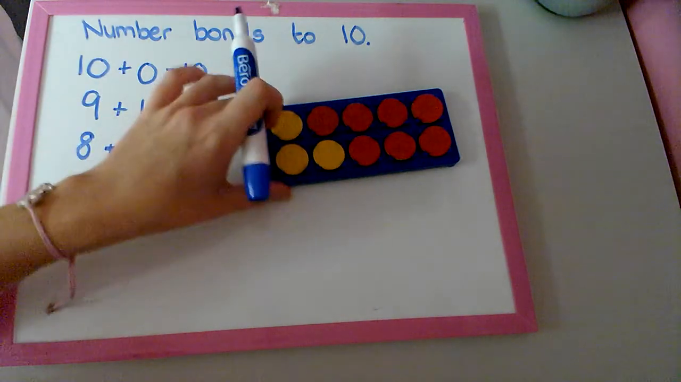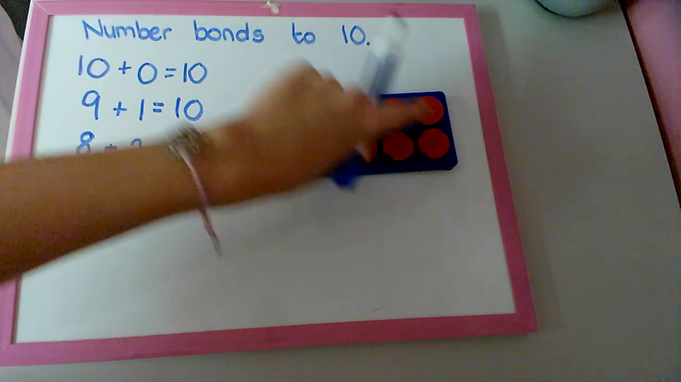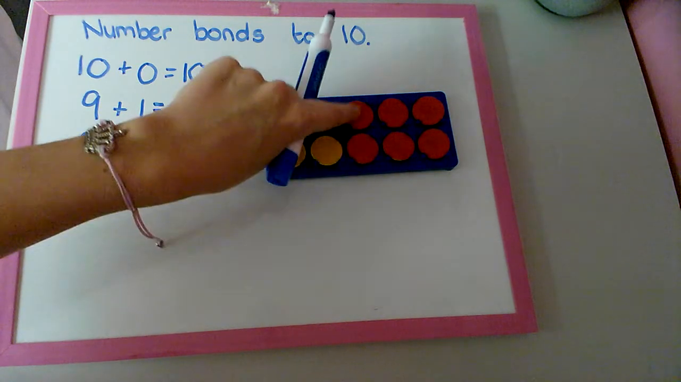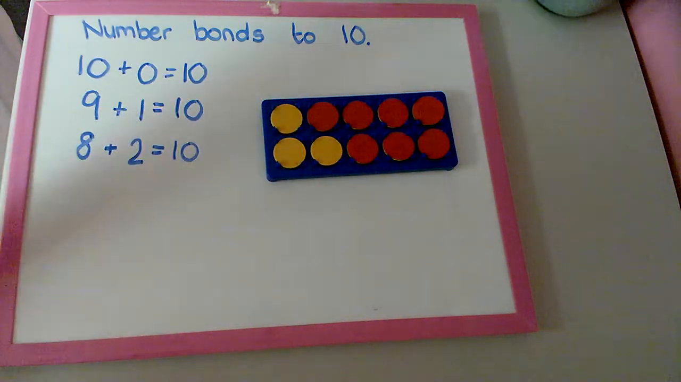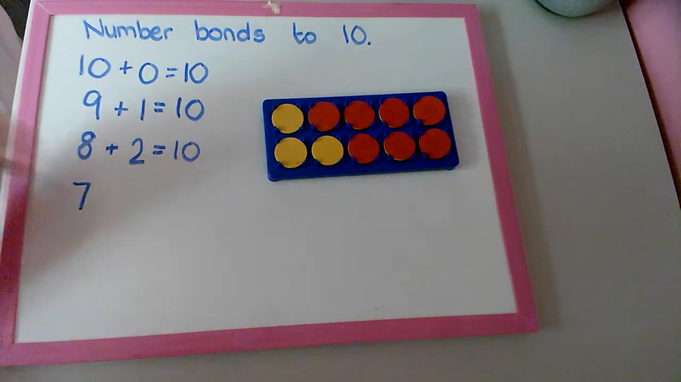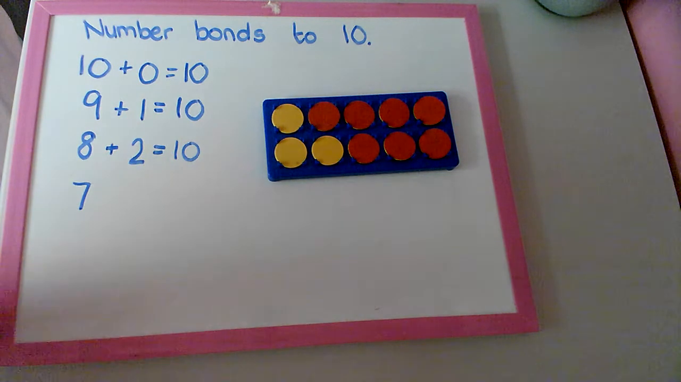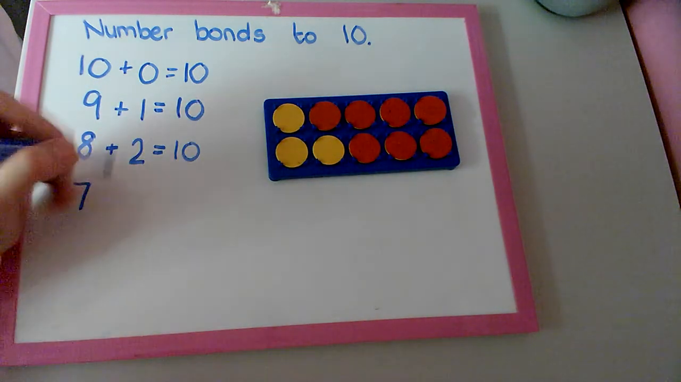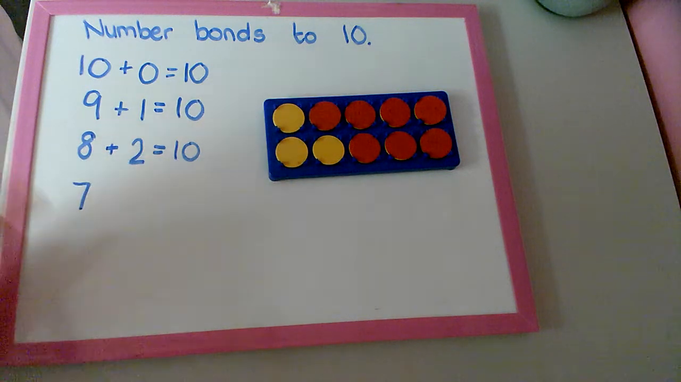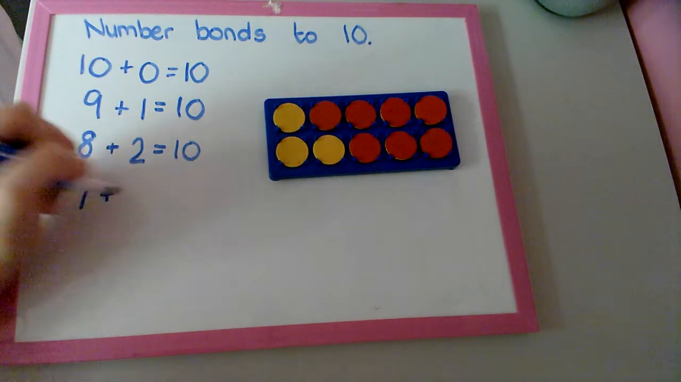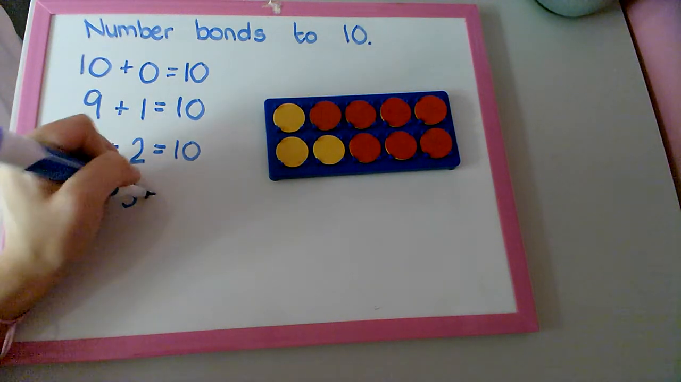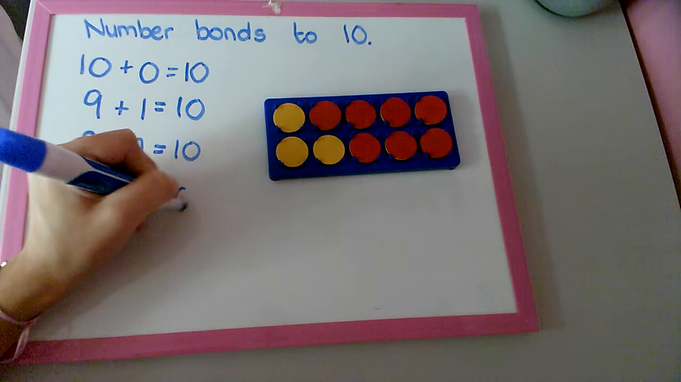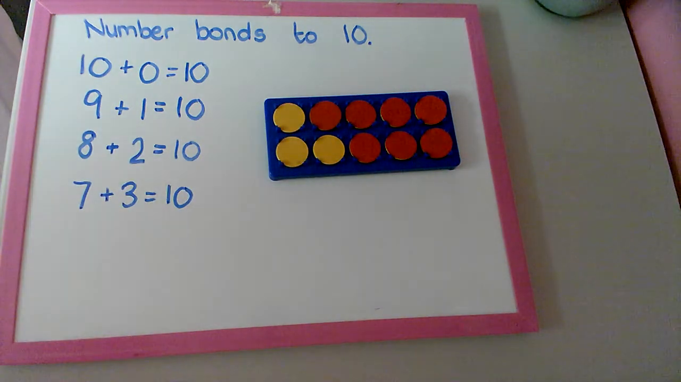Let's turn another red counter to yellow. How many red do I have? 1, 2, 3, 4, 5, 6, 7. I have 7 red counters. And how many yellow? 1, 2, 3. I have 3 yellow. So 7 add 3 equals 10.